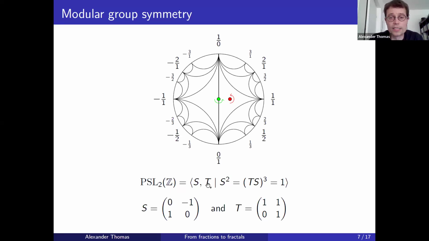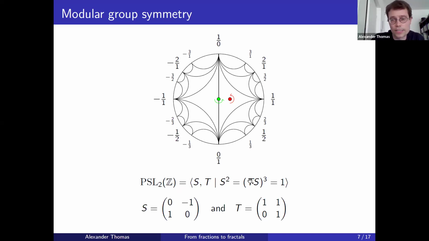The modular group has these two generators. S is exactly this rotation around the green dot. It's a hyperbolic rotation around i by angle pi. And then you have this other element of order 3, which is a rotation around the red dot, rotation by an angle 2 pi over 3.